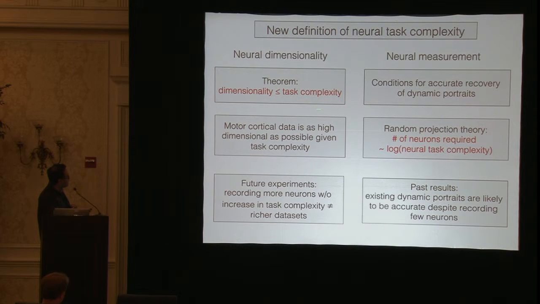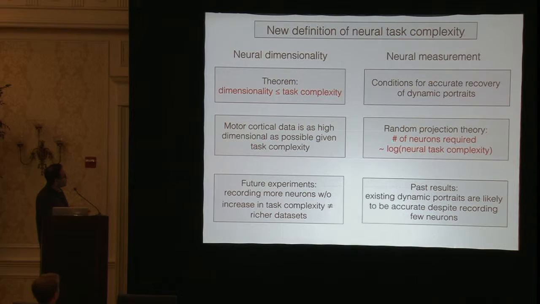And when we re-examined the motor cortical data, we found that the motor cortical data was indeed as high dimensional as possible, or almost as high dimensional as possible, given this neural task complexity measure. This automatically has implications for neuroscience, right? It suggests that if you do future experiments where you repeat the same behaviors but record more neurons, you will not get a richer data set as quantified by the dimensionality, at least, of the data.